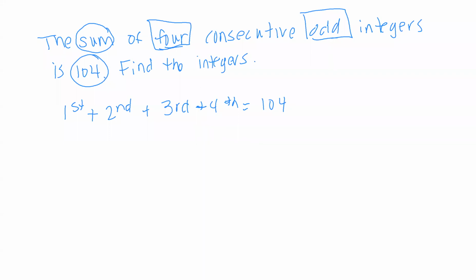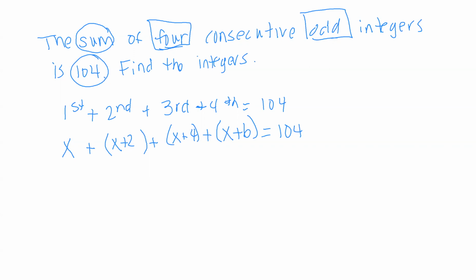Okay. Now, just like the previous example, we're going to let the first integer be x. And now we're dealing with consecutive integers that are odd. So we always have to skip an even. So instead of incrementing by 1s here, we're going to increment by 2s. Always increment by 2s in the odd and even examples. So my second integer is x plus 2. My third integer is going to be 2 more than that, so x plus 4. My fourth integer is going to be 2 more than the previous, which would be x plus 6, and that still equals 104.